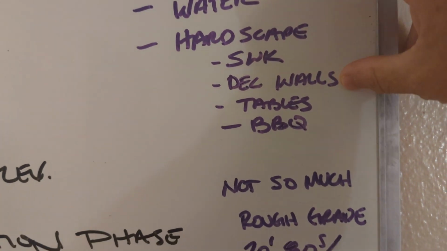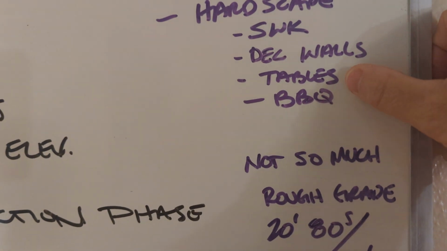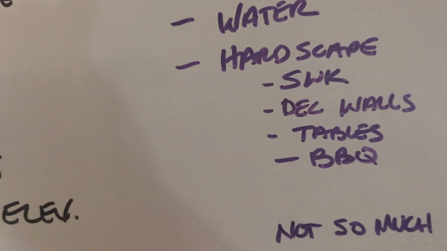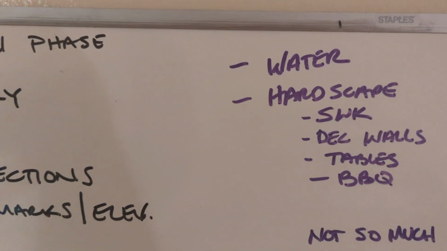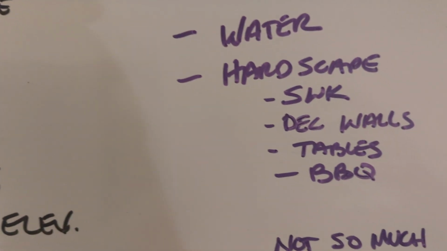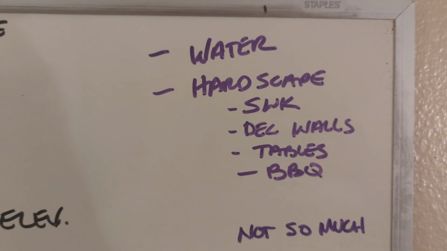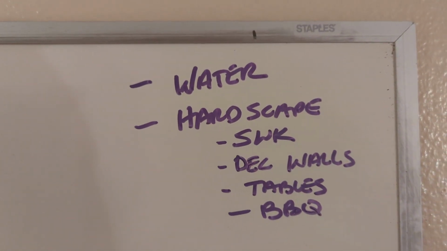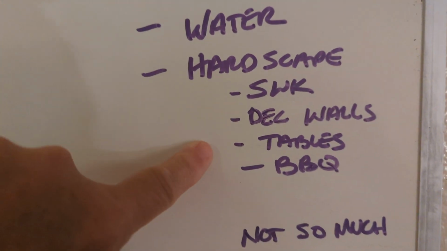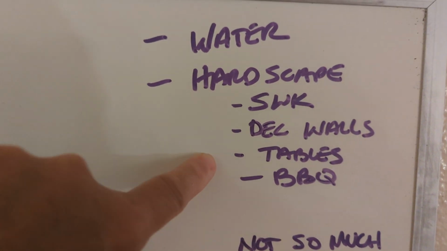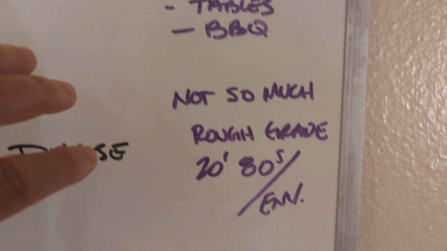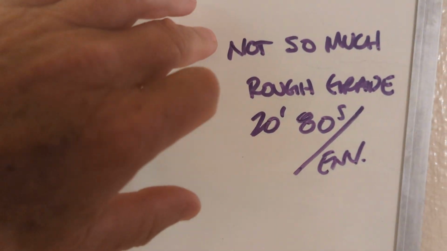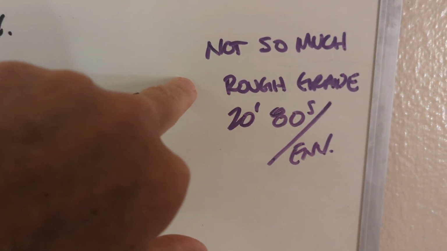Sidewalks, like decorative walls, picnic tables, things like that, barbecues, gas lines to those barbecues. It's added extra work, but it's work that I'm not used to doing, and I'll do it kicking and screaming. But when we have a slow month, I like some of this work. Not so much anymore is rough grade.